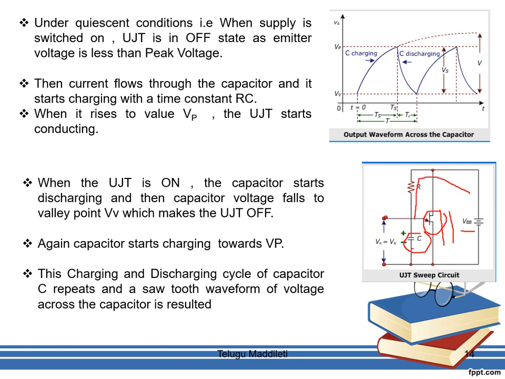When current flows through the capacitor, then the capacitor starts charging with a time constant RC. When it rises to a value VP, the UJT starts conducting. When the UJT is on, the capacitor starts discharging rapidly through the on transistor. When the capacitor voltage falls to the valley point VV, which makes the UJT off, again current flows through the capacitor, and the capacitor again starts charging towards VP. This charging and discharging cycle of capacitor C repeats, and a sawtooth waveform of voltage across the capacitor is the result.